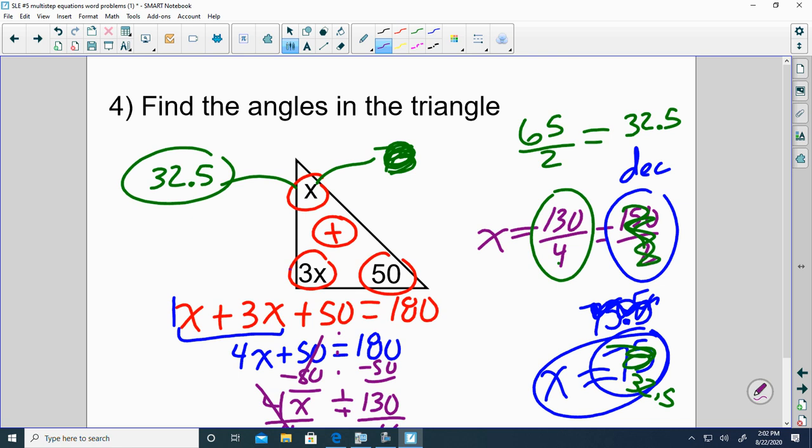So if I want to know what 3 times x is, I'm going to multiply that times 3. 97.5 is this one. And then what's this third angle? Is there an x attached to it? No, that third angle happens to just be 50. So 50 plus 32.5 plus 97.5 is 180 degrees. Sorry about that little error. I didn't mean to make that, but I will make errors from time to time.